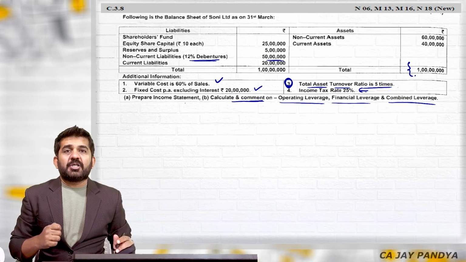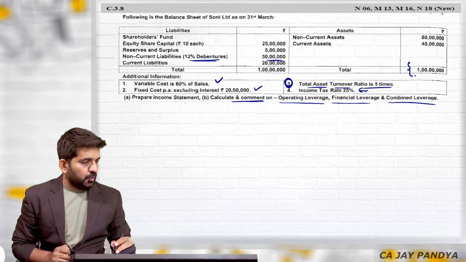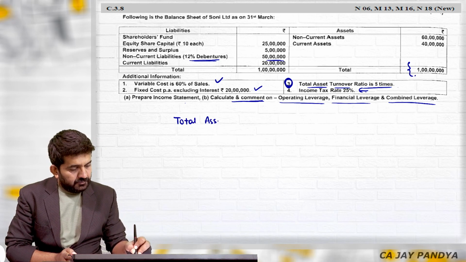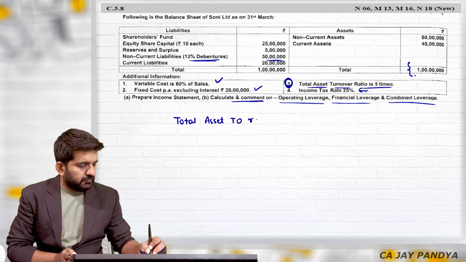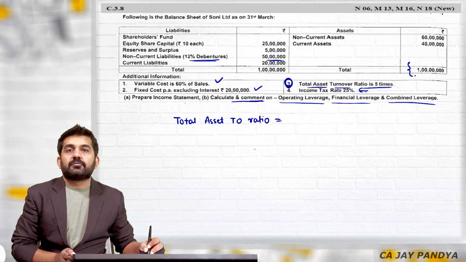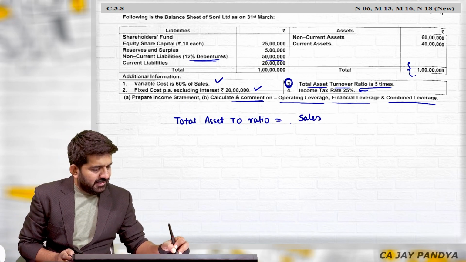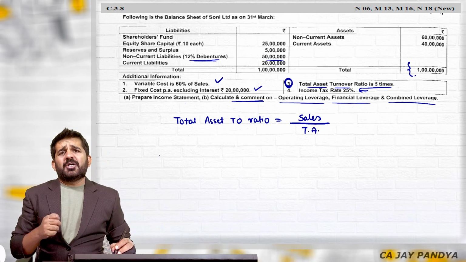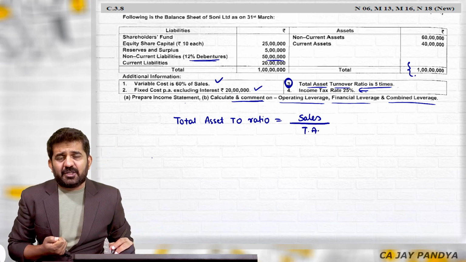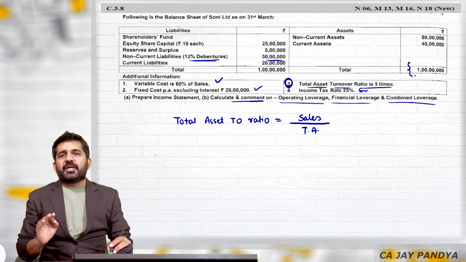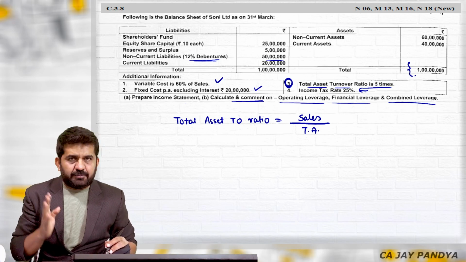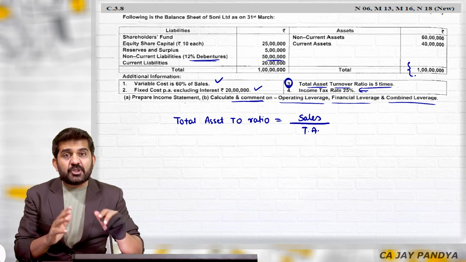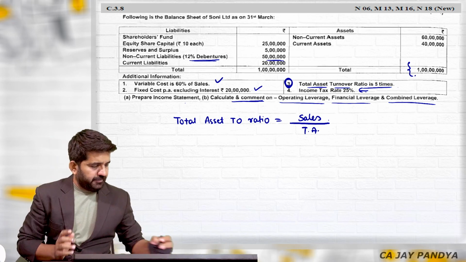what is the total asset turnover ratio. It is the sales divided by total assets. Sir, what is the importance of total asset turnover ratio? We are going to do financial ratio analysis. In that chapter, we are going to learn it. Right now, I have just written the formula so that we can solve the question.